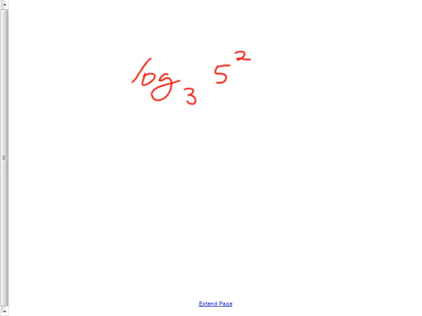Okay, and then there was one more, the power rule, that said log base 3 of 5 to the second. You cannot say that the answer is 2. If these had been the same, the answer would have been 2. But this 2 could go where? Out in front.